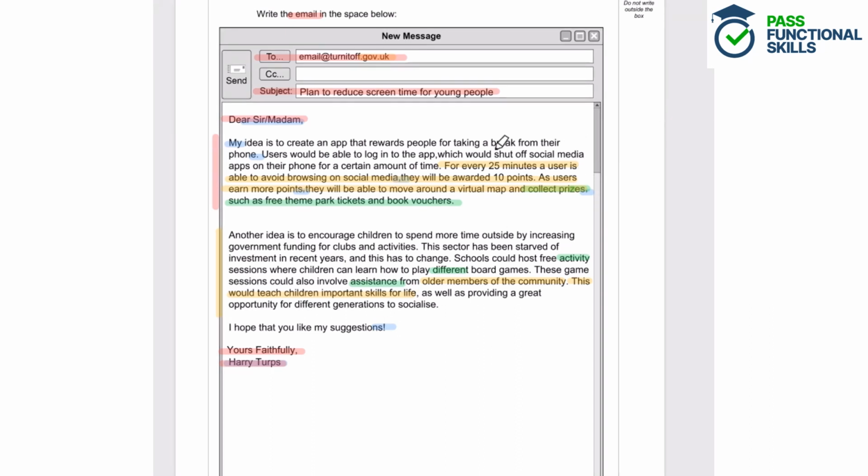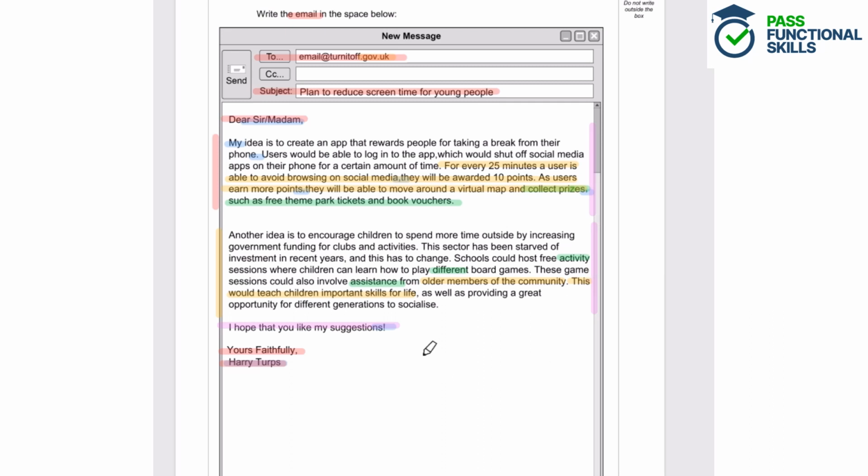Paragraphs should also flow in a logical order so that they are cohesive. So they link together and follow on from each other in a really logical way. So we've got the first paragraph, which explains one idea to reduce screen time. And then in the second paragraph, it moves on to another idea that could be used to reduce screen time. Finally, we have this little exclamation to make the ideas seem more exciting and appealing. So the paragraphs separate out information in a really logical way, talking about two different ideas in two different paragraphs.